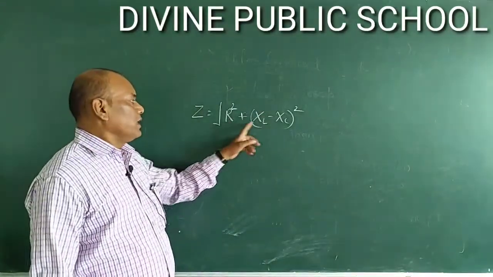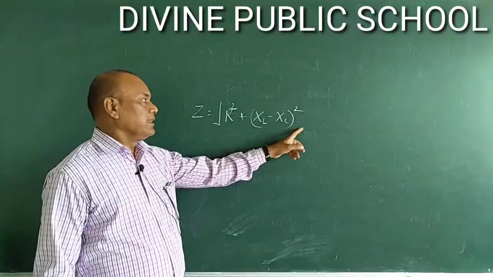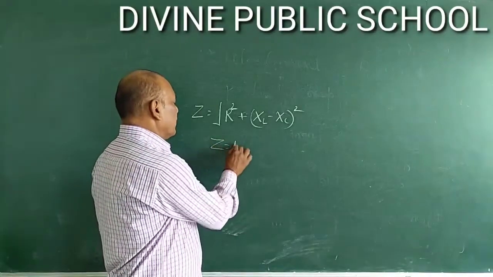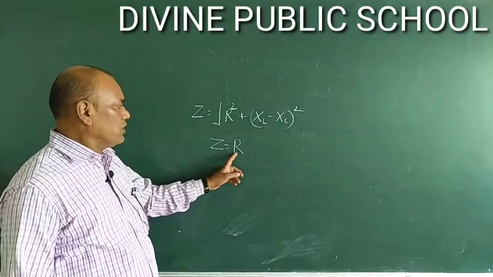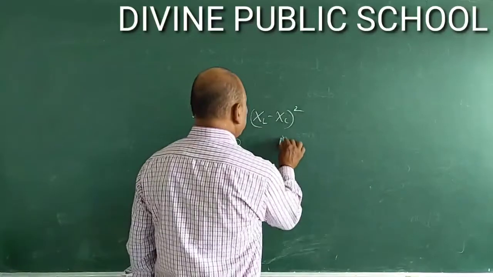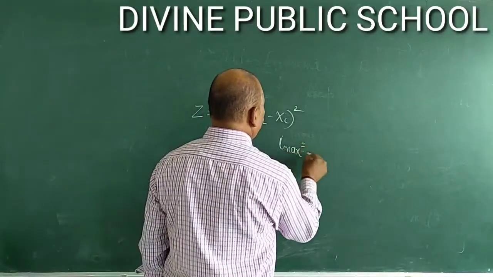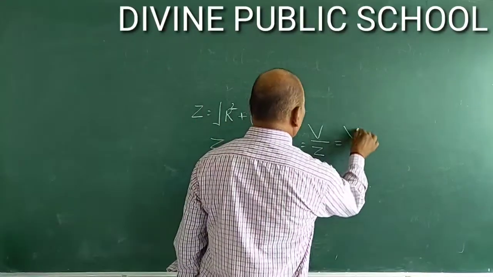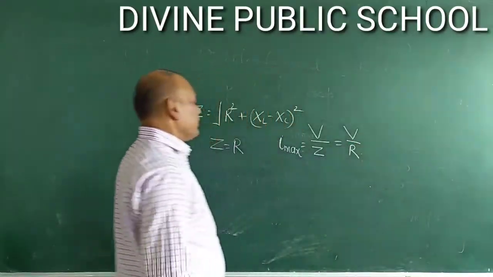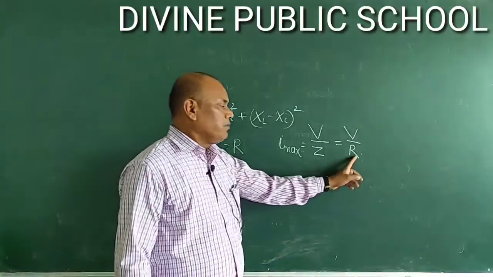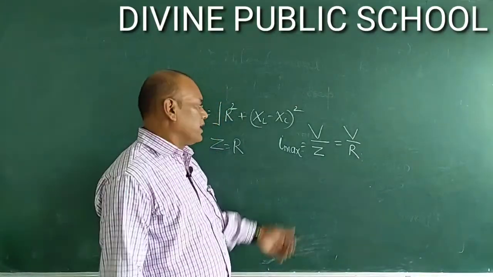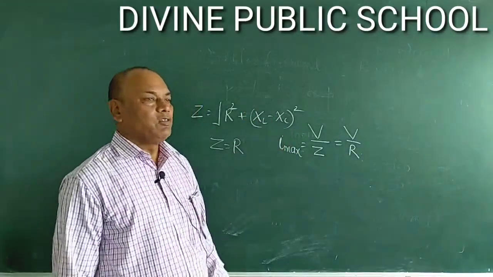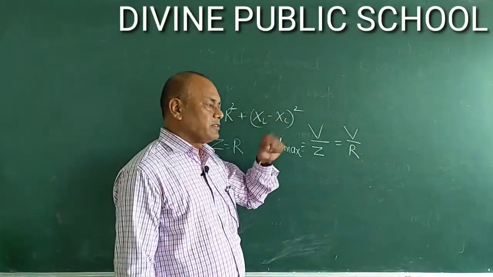Now here, if XL is equal to XC, then this factor becomes 0, then Z is equal to R. If Z is equal to R, then I max becomes V by Z, which is equal to V by R. Now if R is minimized, then current will be maximum. So this is the condition for resonance in LCR circuit.